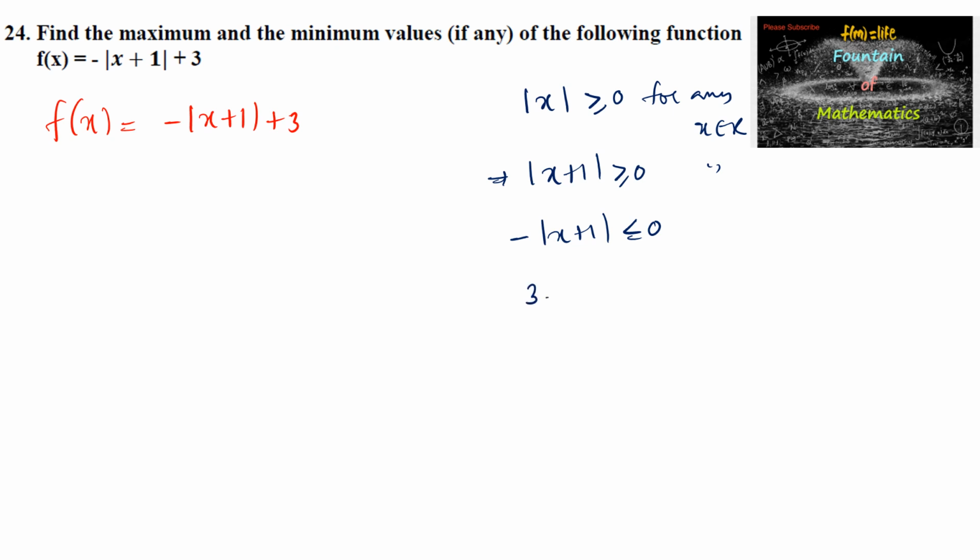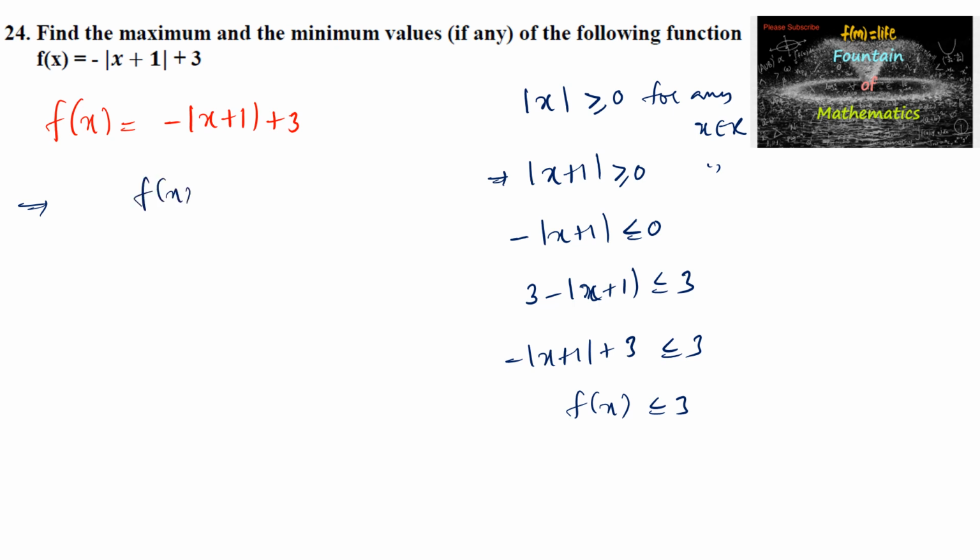Adding 3 on both the sides, 3 minus mod of (x plus 1) is less than or equal to 3, or minus mod of (x plus 1) plus 3 is less than or equal to 3. That is, the function f of x is less than or equal to 3. So the function lies between minus infinity to plus 3. So the minimum value cannot be defined.